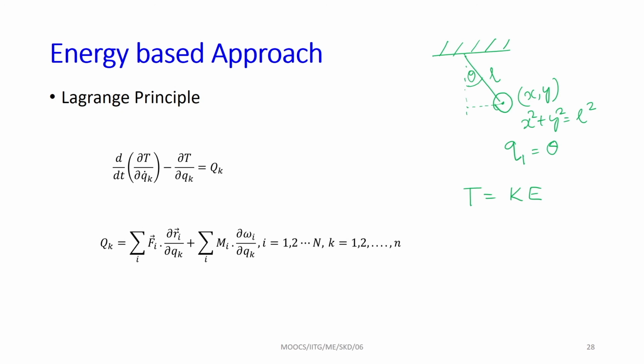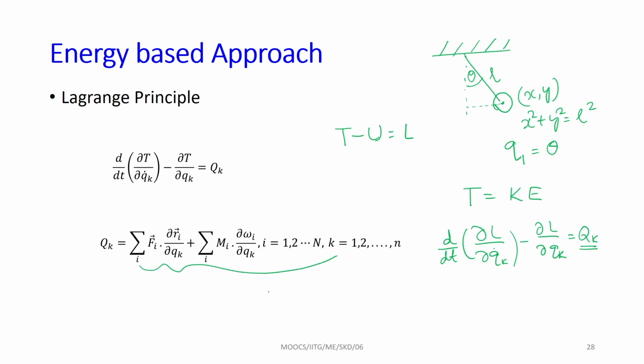to capital Q k. So, here by taking this T minus U equal to L, that is the Lagrangian of the system, this equation can also be written by d by dt of del L by del q k dot minus del L by del q k equal to capital Q k. So, this is the generalized force. So, the generalized force can be written by using this expression.